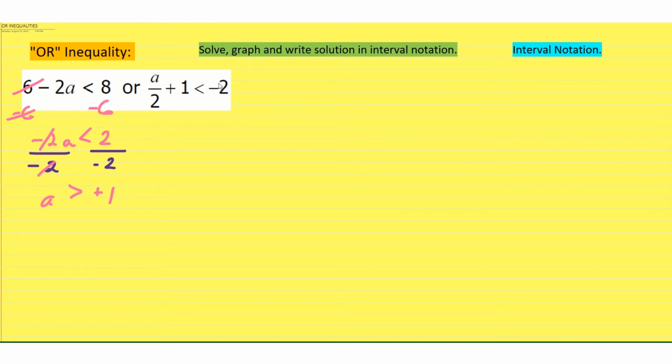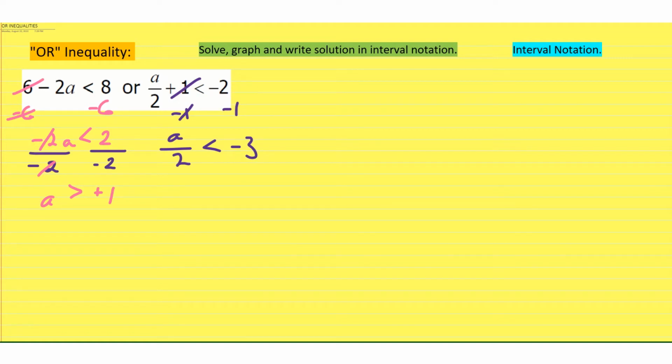So now let's go ahead and solve the other inequality using simple order of operations. So I have plus 1. I'm going to do minus 1, minus 1. These two cancel out. Then I end up with A over 2 is less than negative 2 minus 1. So negative 2 minus 1 is a minus 3. We start negative, we go more negative, we get even bigger negative.